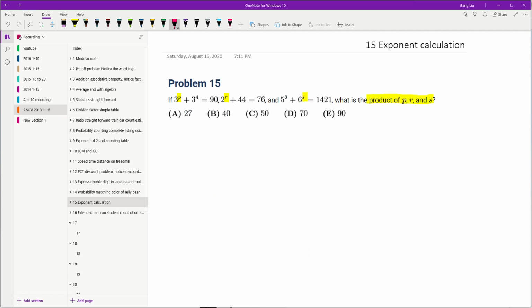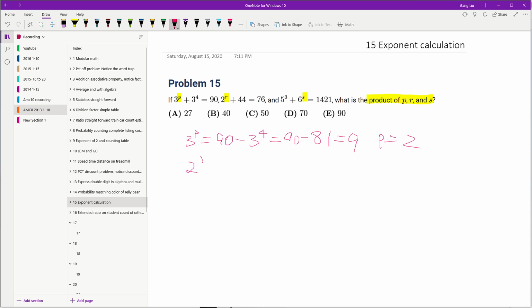Problem 15. If 3 to the P plus 3 to the 4th equals 90, 2 to the R plus 44 equals 76, and 5 cubed plus 6 to the S is equal to 1421, what is the product of P, R, and S? So 3 to the P is going to be 90 minus 3 to the 4th, equal to 90 minus 81, equal to 9. So P will be equal to 2.